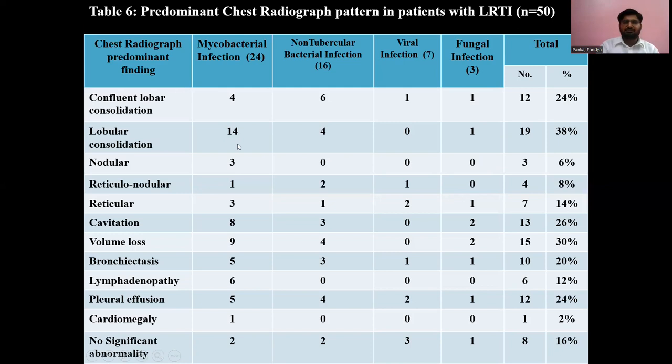The predominant chest radiograph pattern is consolidation, patchy confluent and lobar consolidation. Next most common are nodular and reticulonodular opacities in the chest. Pleural effusion is seen in only 24% of patients. In 16% of cases, a total of 8 cases among 50, the chest X-ray is normal.